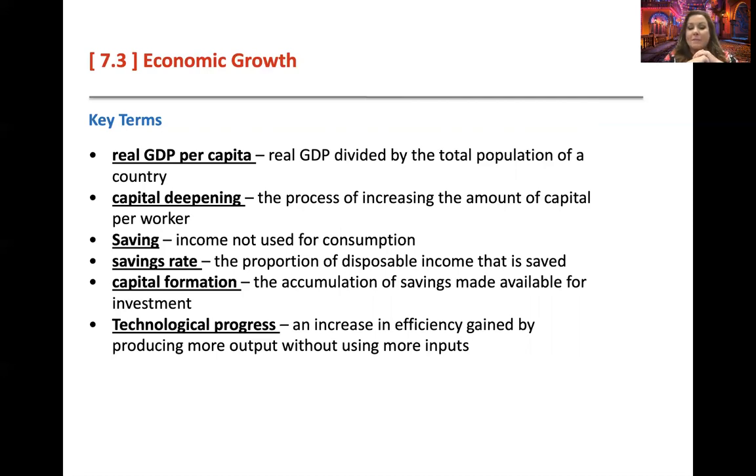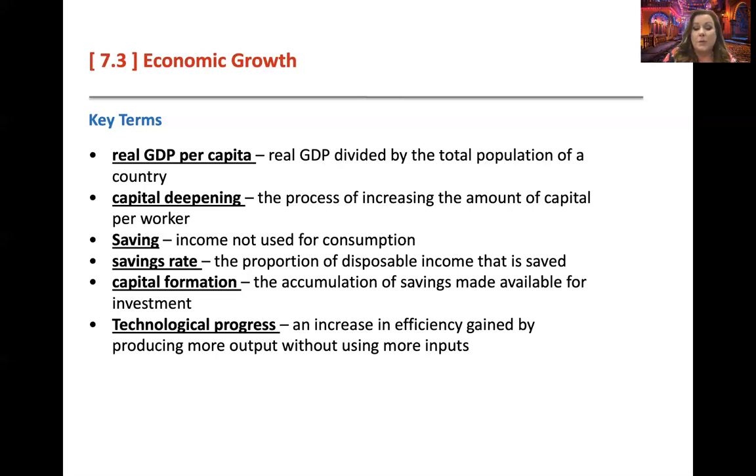Capital formation. This is the accumulation of savings made available for investment. What's an example of this? Maybe you're saving for a car, and so you have to put money aside. You don't have it all at once. Or maybe you're saving for a house. You're accumulating savings so that you can invest in getting that car, invest in getting that house, maybe invest in fixing your car.